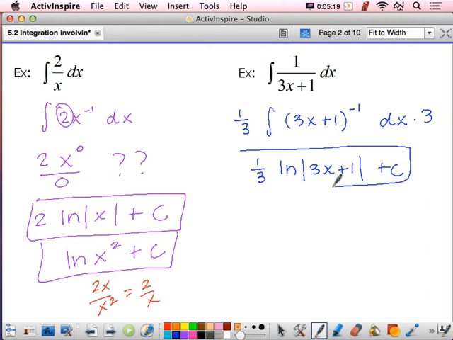And there's your answer. But it's not always going to zero out. Well, if it's a natural log, it's going to zero out. If it doesn't zero out, you just integrate it as we have everything before.